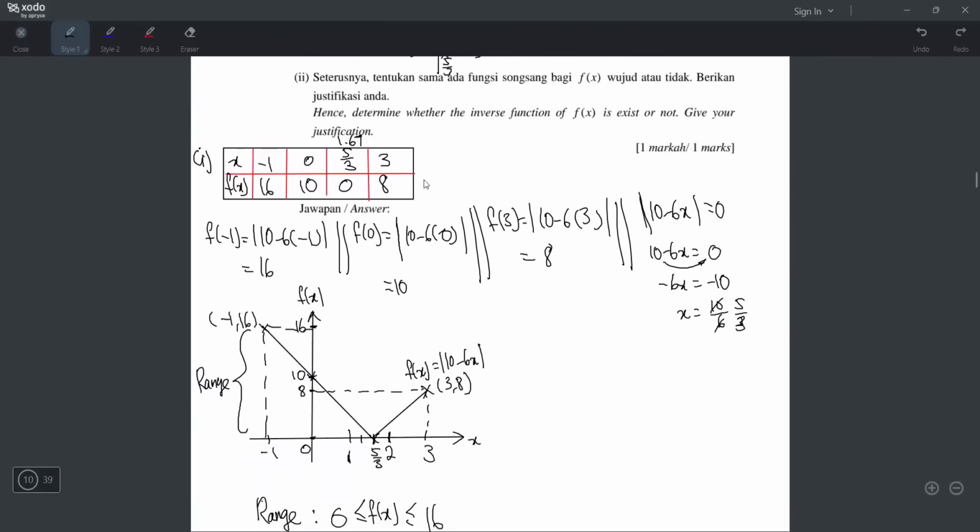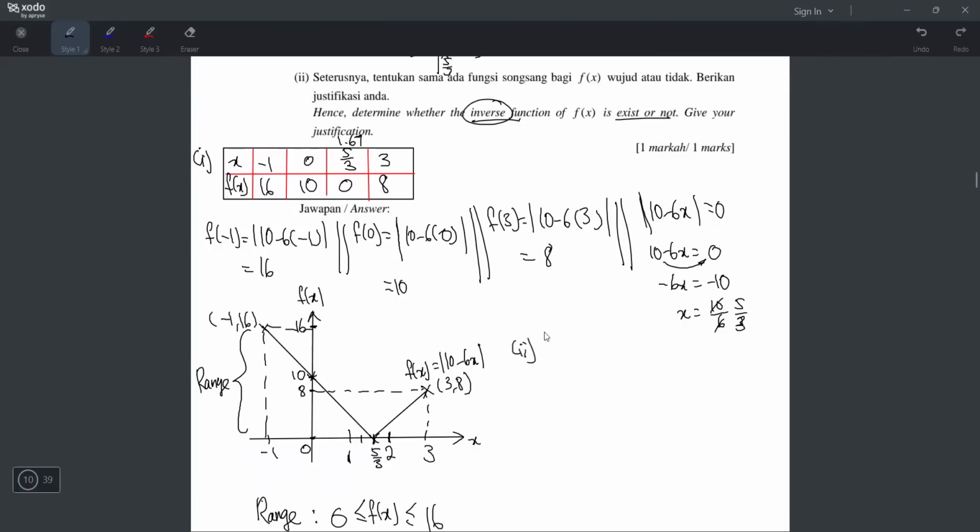Now we can do question number 2. So I will do it here. Okay, hence determine whether inverse function exists or not. Give your justification. Tentukan sama ada fungsi songsang bagi f(x) wujud atau tidak. Berikan justifikasi anda. So, inverse function only exists for one-to-one function. Okay, because we have 4 types of relation. Ada 4 jenis hubungan. We have one-to-one, one-to-many, many-to-one, many-to-many.